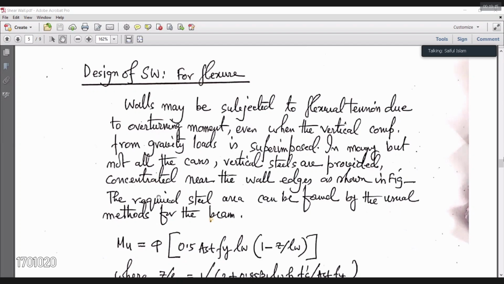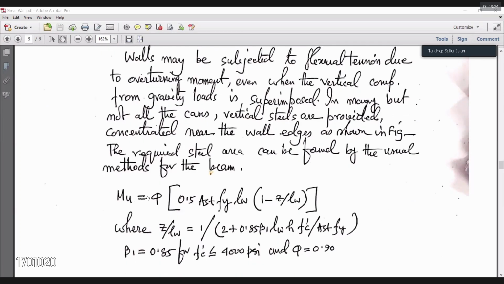To resist the tension cracks, the required steel area can be found by using the methods for the beam. The same beam formula we shall apply here also. They have given an expression like this: Mu equals 0.5 Ast fy Lw. We know that Ast is the total vertical steel area, fy is your yield strength, and Lw is the length of the wall. This is your lever arm.